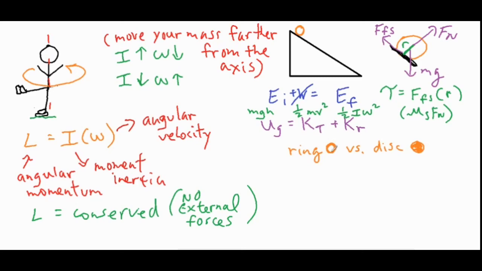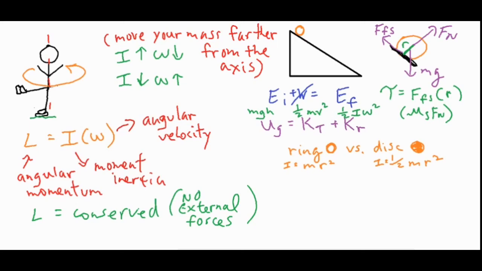So our ring has all of its mass distributed as far from the axis of rotation as possible, and the disk has all that mass evenly distributed. The I formula for each one of them would be this. For the ring, it would just be mass times radius squared. For this one, it would be 1/2 times the mass times the radius squared. So the ring has a lot more rotational inertia.